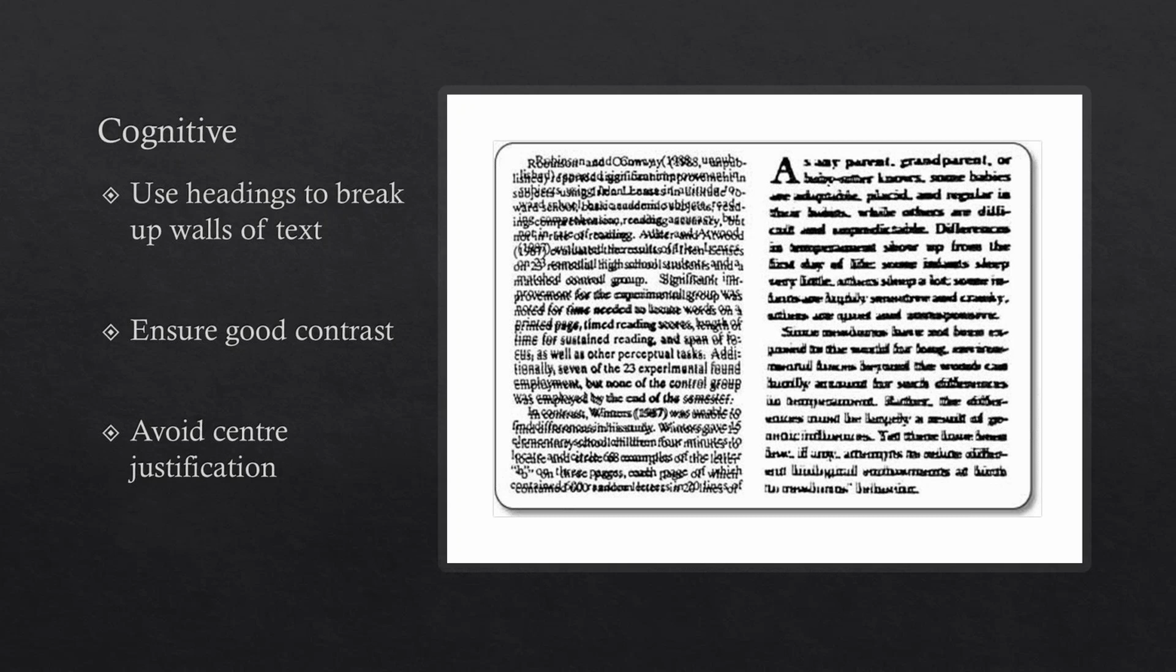It's also useful to avoid full justification. That just causes different spacing to appear between words. And good contrast just means black text on a white background, or avoiding light grey text on a dark grey background is probably a better way of thinking about it. So ensure pretty decent contrast, and we'll look later on at methods of how you can evaluate contrast.